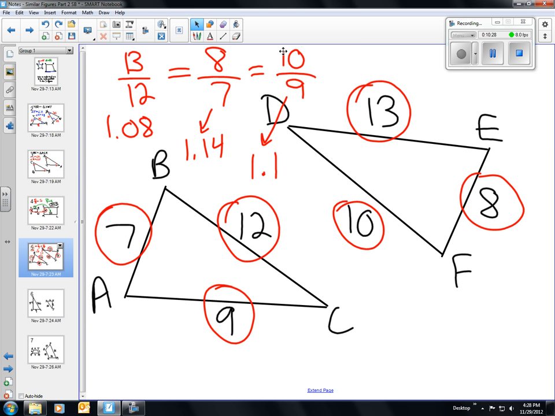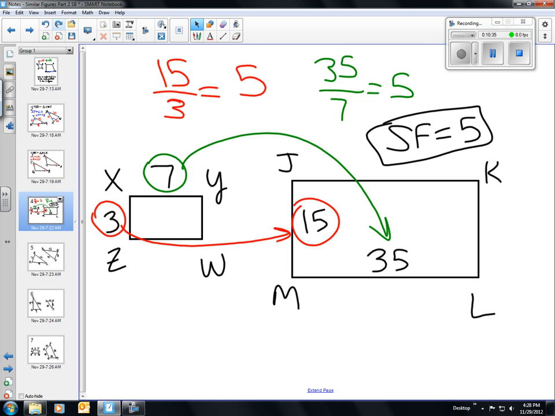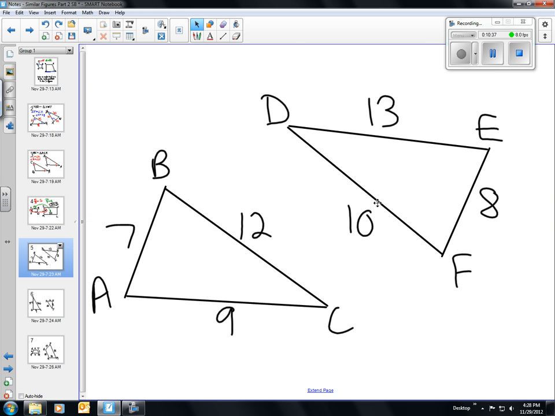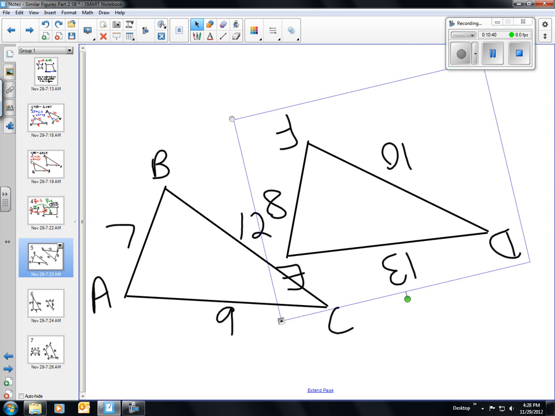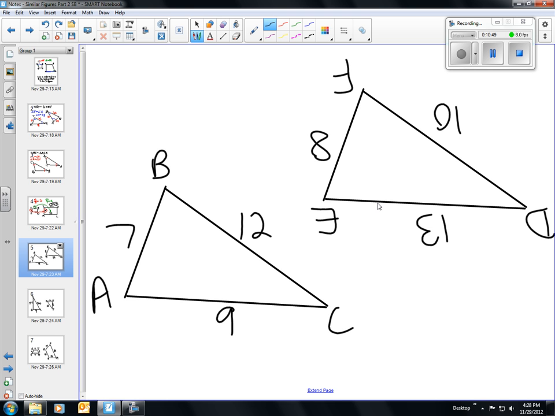Another way you might be able to determine if these are similar figures or not is to literally visually turn one triangle so that it's matching up with the other one. And we can see here that we notice something significant: the 12 is the biggest side over here, but the 13 is the biggest side over here, and those aren't the corresponding parts. Those aren't even the same parts of the triangles. And so that's another reason we can say they're not similar.